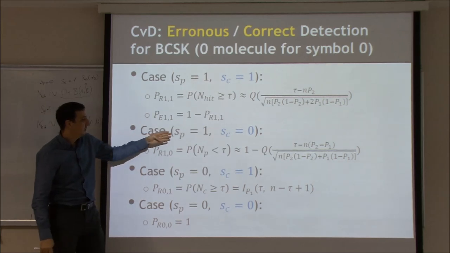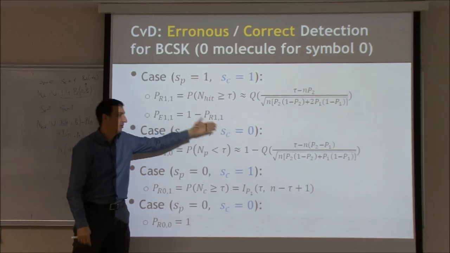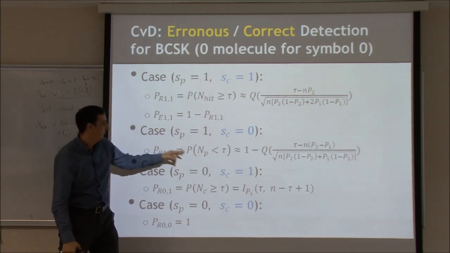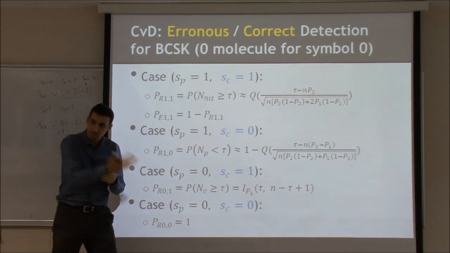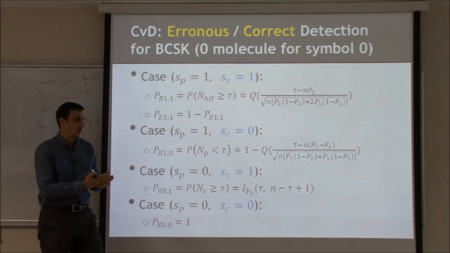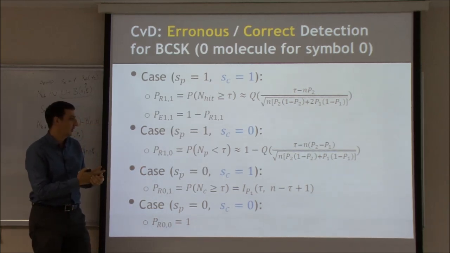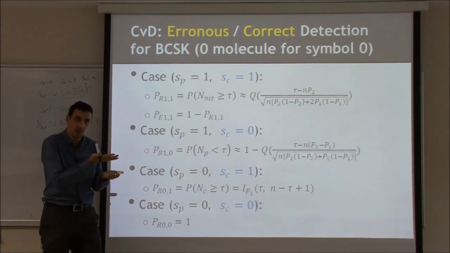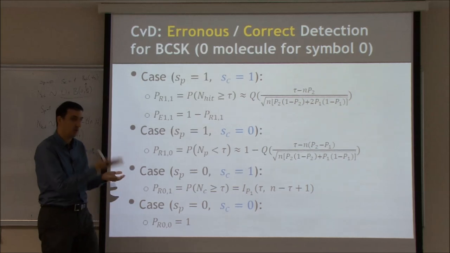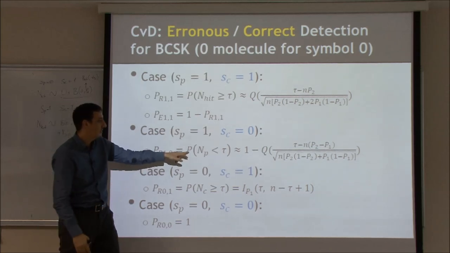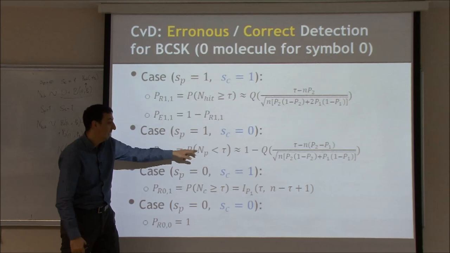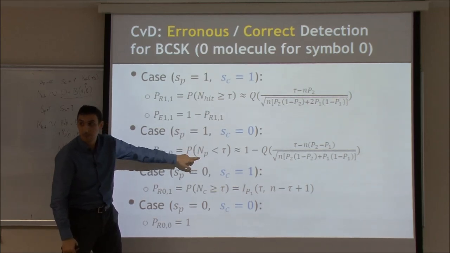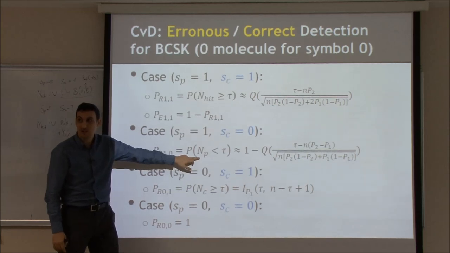For this case, if the previous symbol is 1 and the current symbol is 0, you have again, since you sent 0, no molecules, what is the correct reception case? The number of hit molecules must be below the threshold. That is the correct reception case. So we search for the probability of having n hit less than threshold.